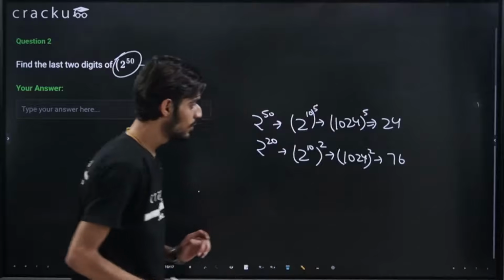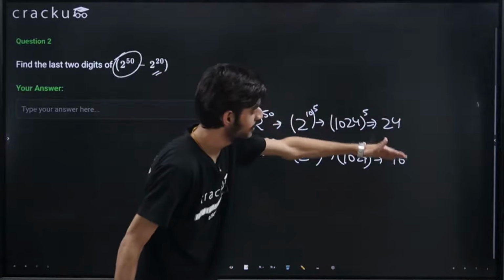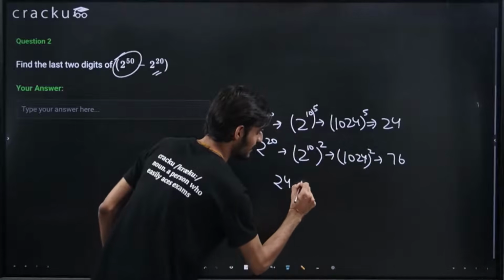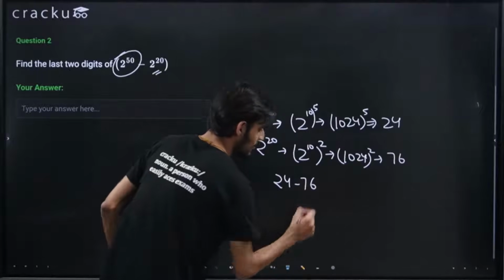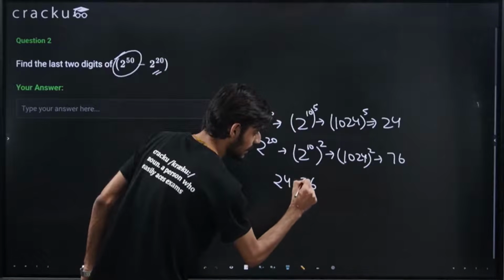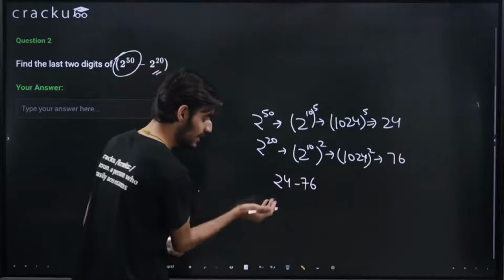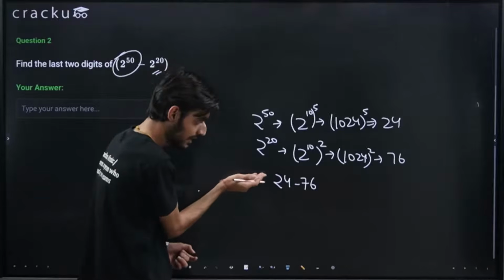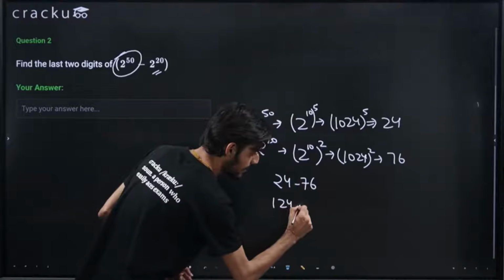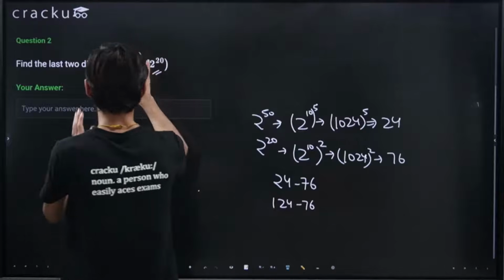Now we need to find the last two digits. We need to subtract this from this, so it is essentially 24 minus 76. Because this is a smaller value, it can't be negative. So we can take one carry from the hundreds place. There will be some values there also. So this will come out to be 124 minus 76. We are taking some carry because this will of course be some larger value.